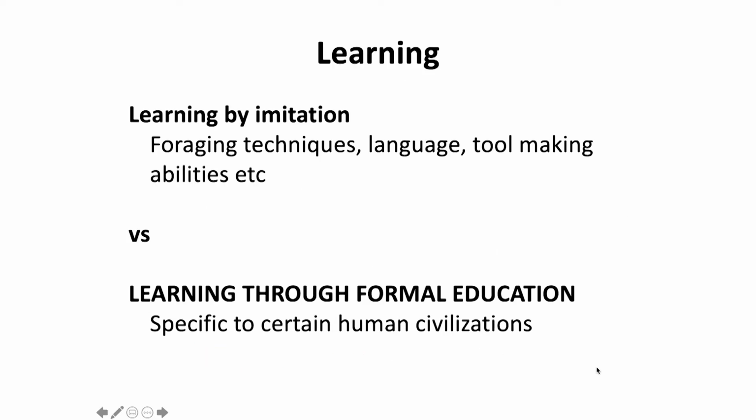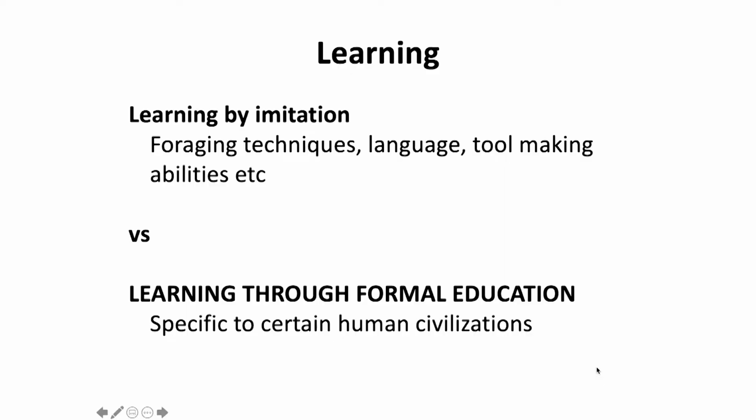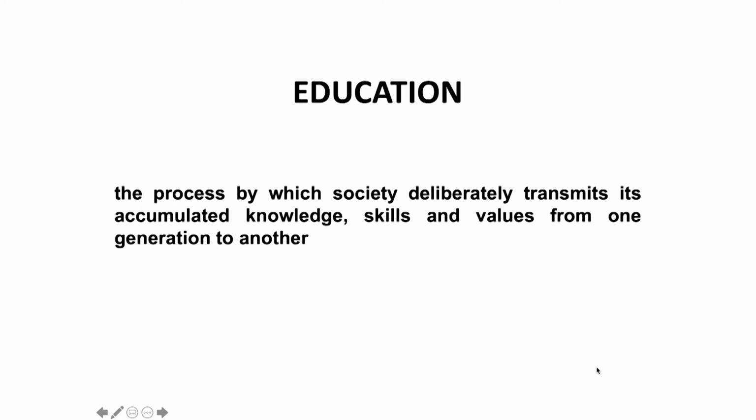Now, just to give you a slight background, I want to tell you the difference between learning and education, because we keep using these words. Learning has a very limited meaning. It can be anything by imitation. We can learn our languages, our tool making or tool using abilities, and a variety of such things. Even other animals can learn by imitation. Whereas education, which is human specific, society specific, is about transferring knowledge and values from generation to generation, which is a very structured and deliberate transmission.